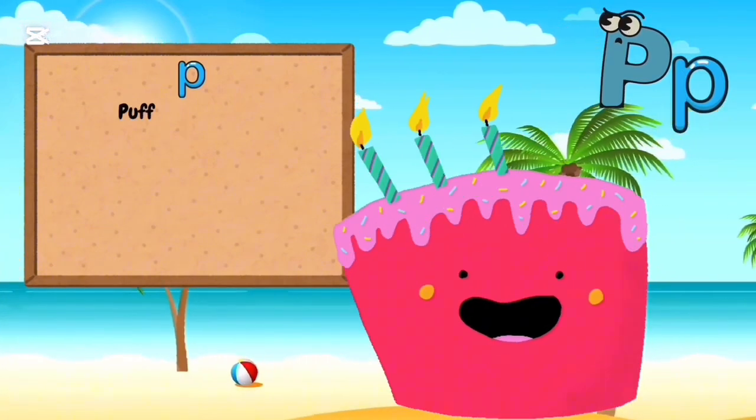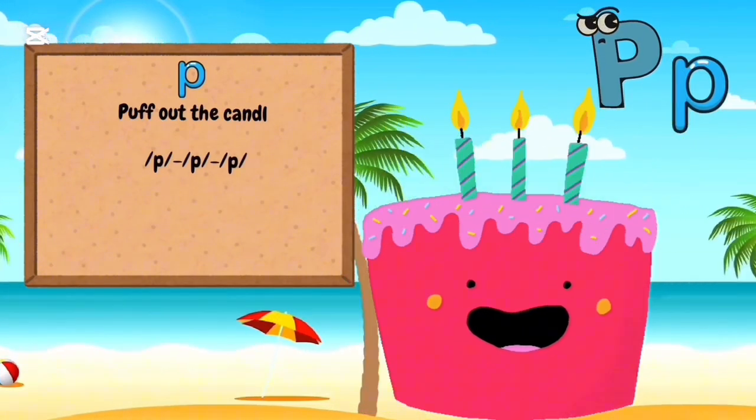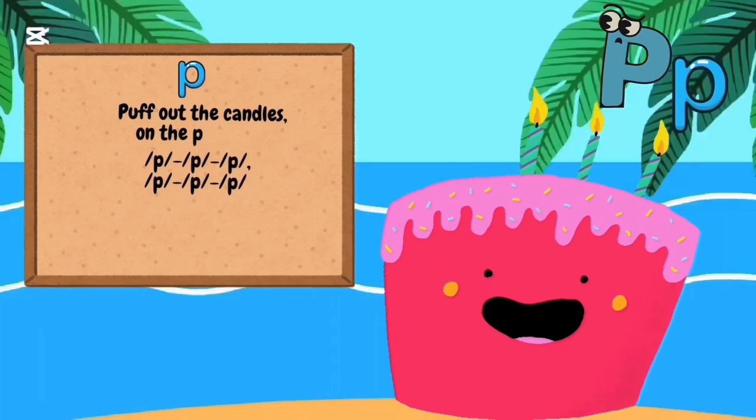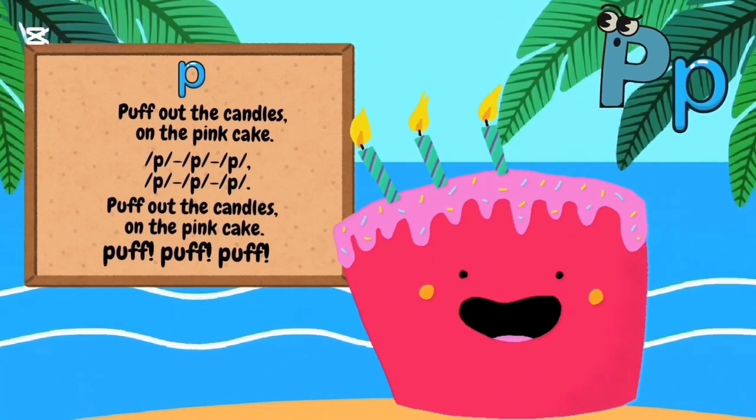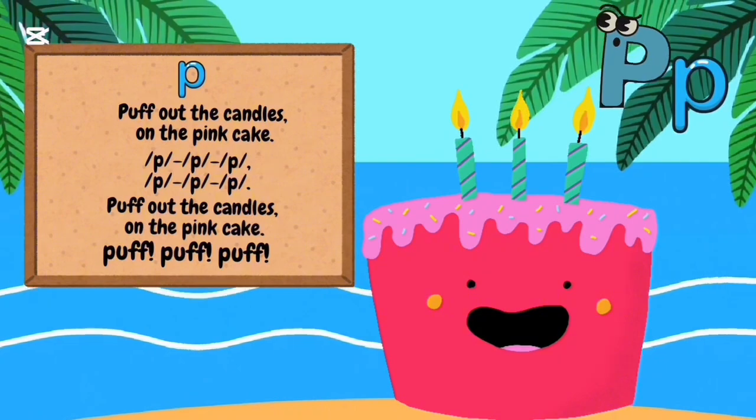Puff out the candles on the pink cake. Puff.